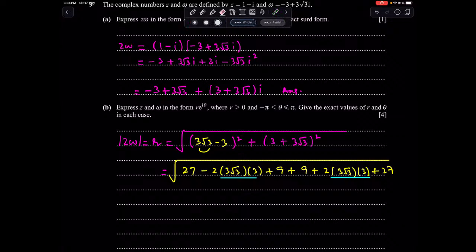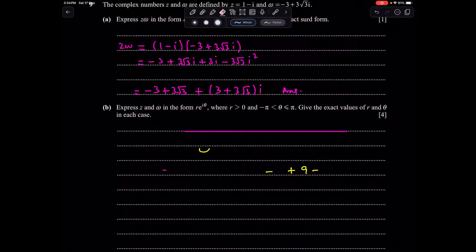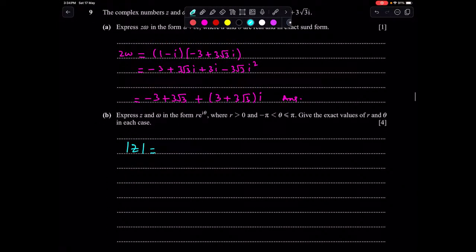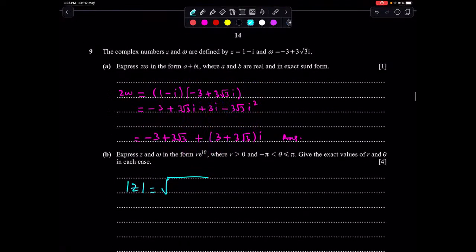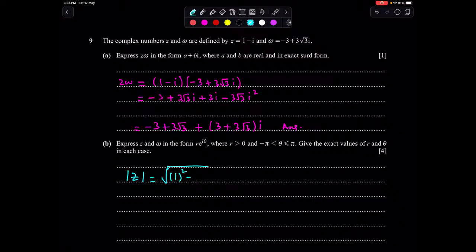Okay, just 1 minute. I thought I had to convert this into this form, but the question is z in this form and omega in this form. So there is no need to do this. We have to separately convert z into this form and omega into this form. So z is 1 minus I. So its modulus is under root 2.